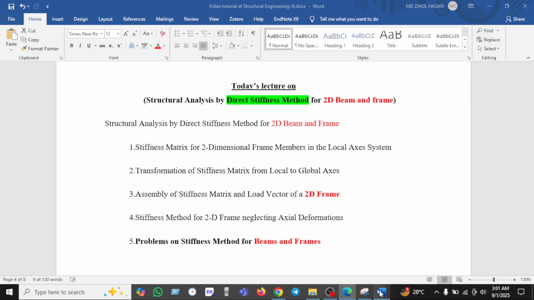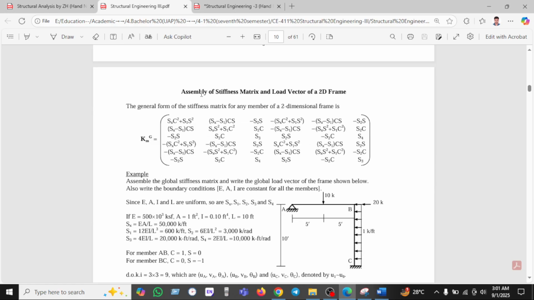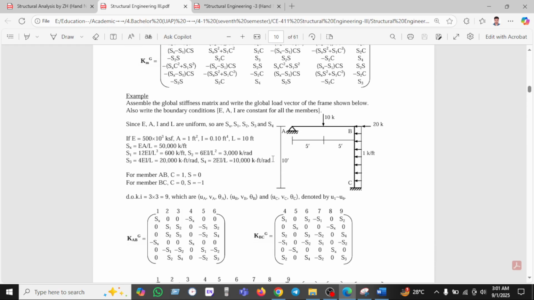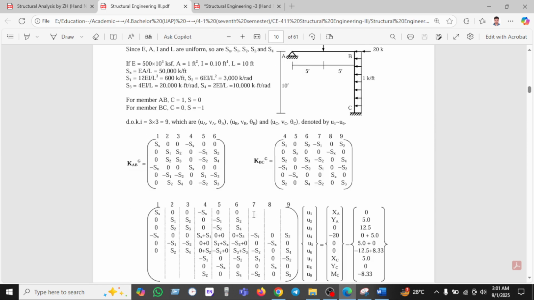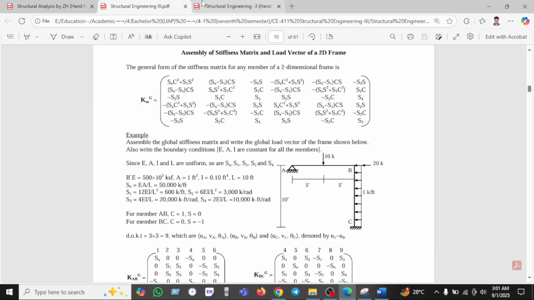Now we go to the assembly of the stiffness matrix and load vector for a 2D frame. Here is the assembly of the stiffness matrix and load vector of the 2D frame. We can see a very complex situation here. Now we assemble the global stiffness matrix and write the global vector as shown below. The boundary conditions are also shown here, EI and EA also. Okay, so let's solve it. How to solve this problem? Okay, let's see.